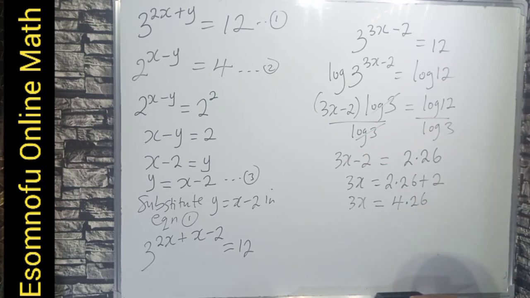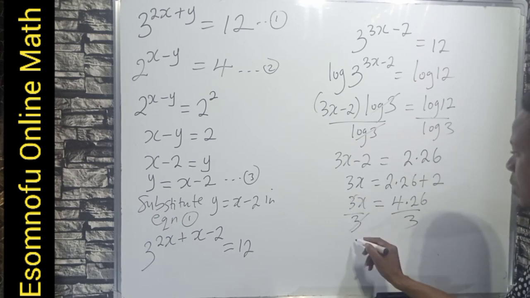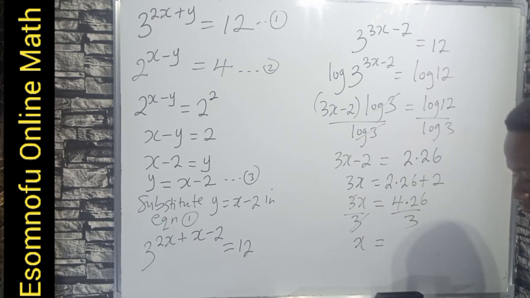So to get the value of x, divide both sides by 3. So x is 4.26 divided by 3. That will be 1.42. This is the value of x, 1.42.